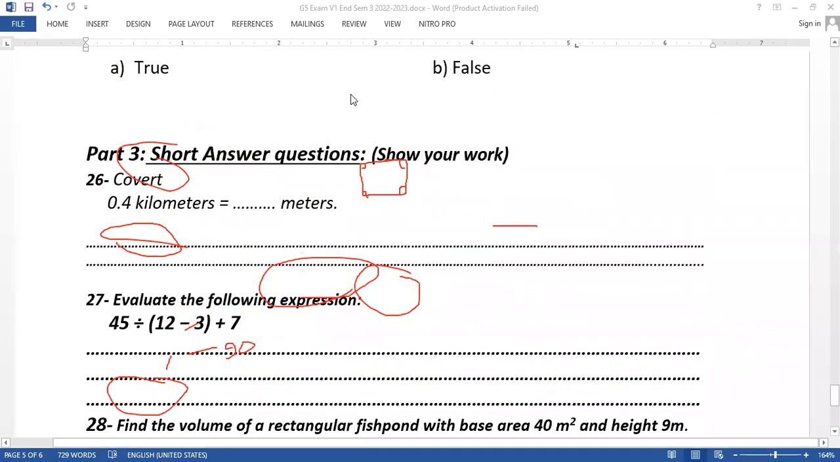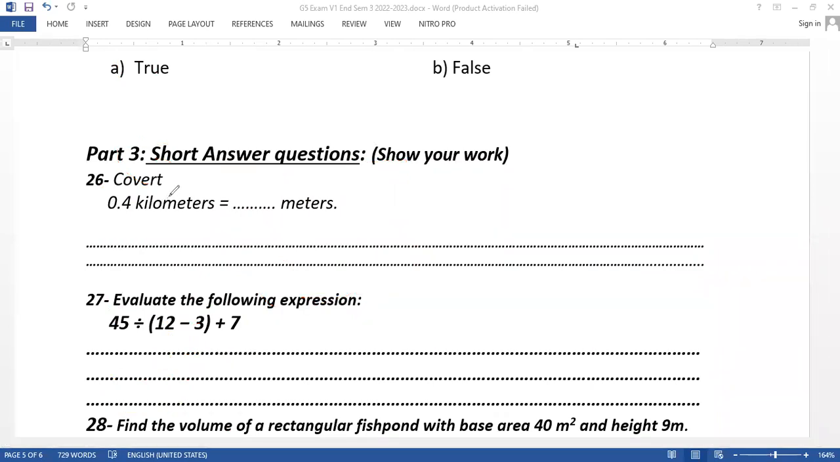Now, short answers. Convert 0.4 kilometers to meters. To change from kilometer to meter, you multiply by 1,000. If you multiply by 1,000, you just move the point to the right 3 times. 1, 2, 3. So we add 2 zeros. It becomes 4, 0, 0. It's 400 meters.